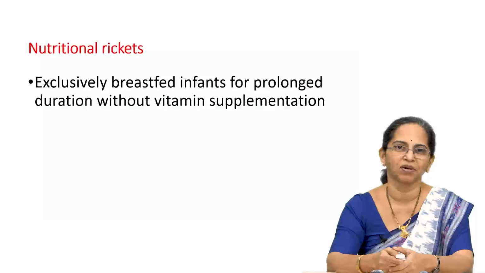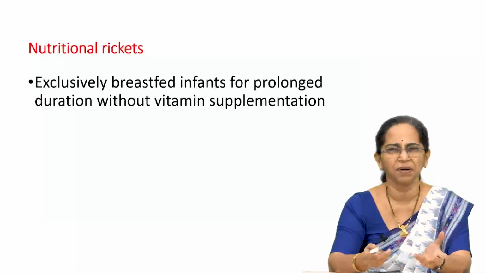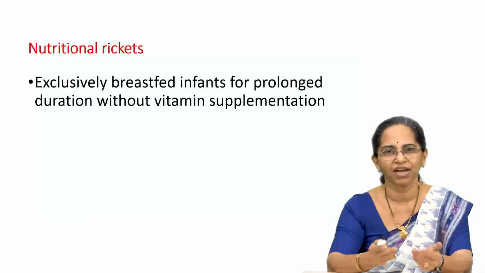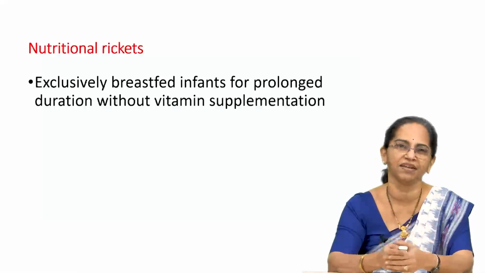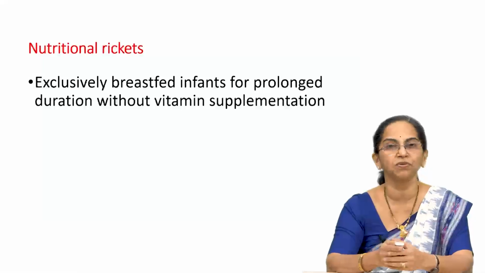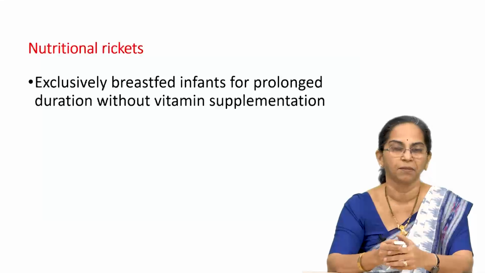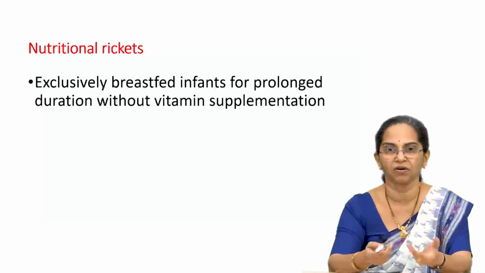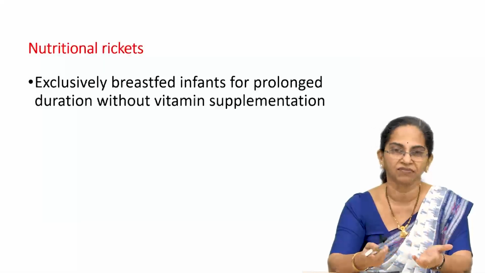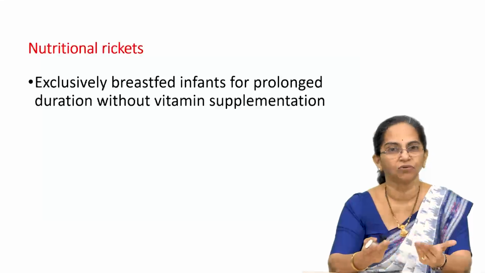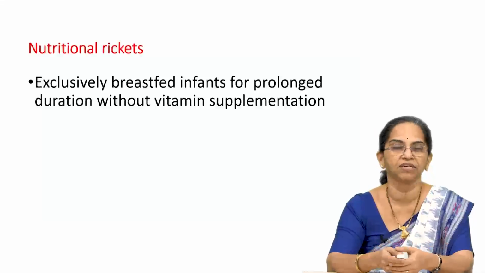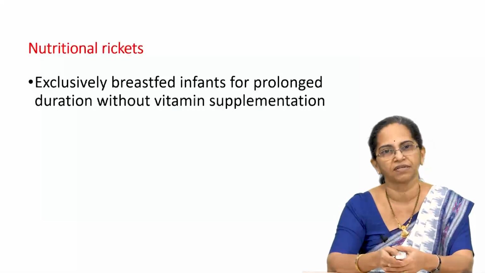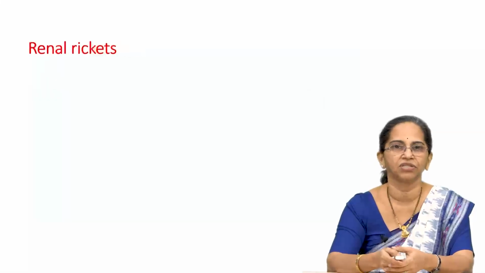What is the first type called? It is called nutritional rickets. Simple to understand. That means the child or the infant or the newborn is not able to get proper vitamin D. This happens in exclusively breastfed infants. Mother's vitamin D levels are already low and she is only breastfeeding exclusively. So, no fortification and things like that, no vitamin supplementation. This can be a trigger for developing rickets. So, this is called nutritional rickets.